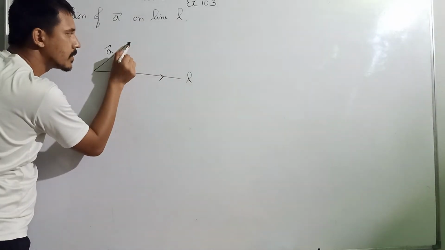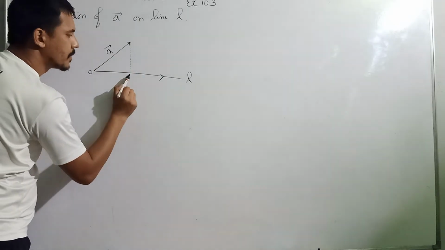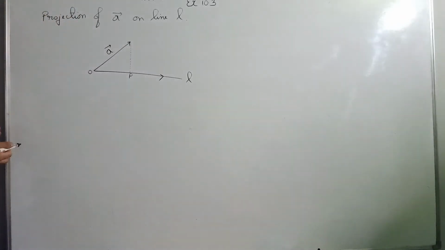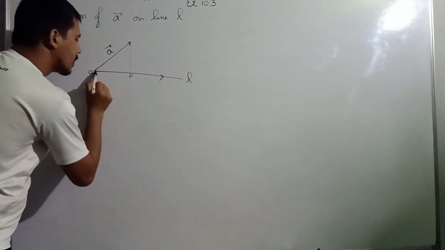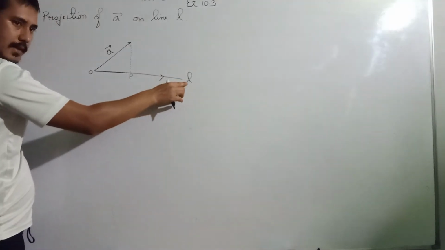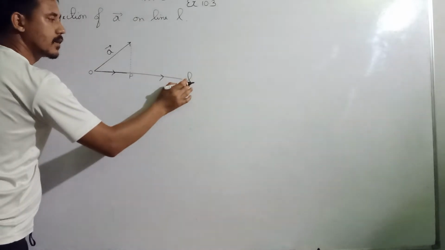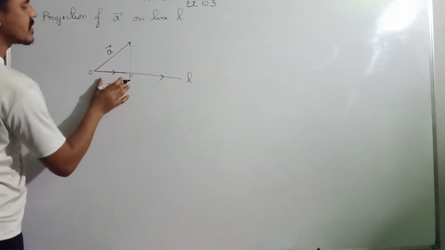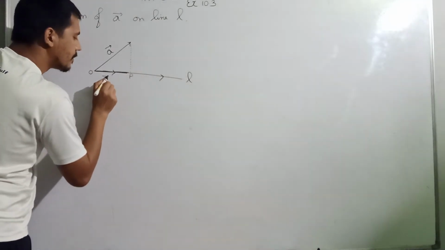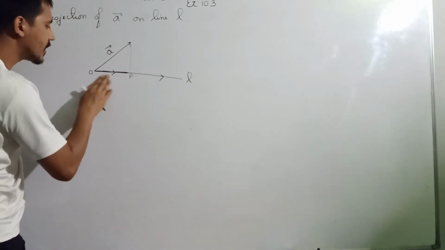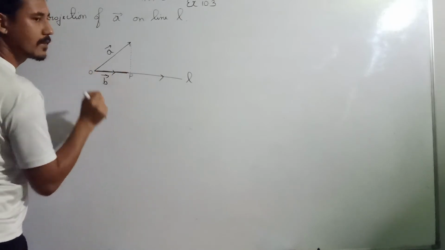Through this terminal point you drop one perpendicular. Suppose this is O. From this terminal point you drop one perpendicular. Then this OP is also directed towards L, right? This OP is directed the same as L, has the same direction as that of L. So I can take this OP to be another vector, say vector P, or I can take this OP to be another vector, vector B, because this OP is also a directed line.